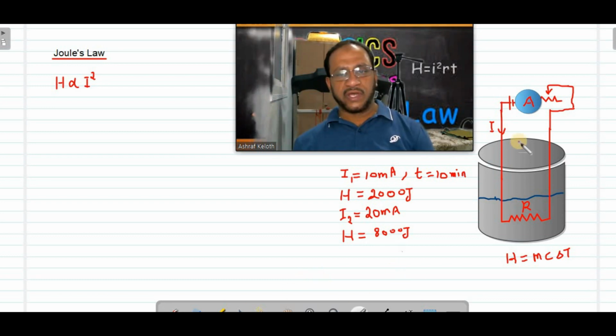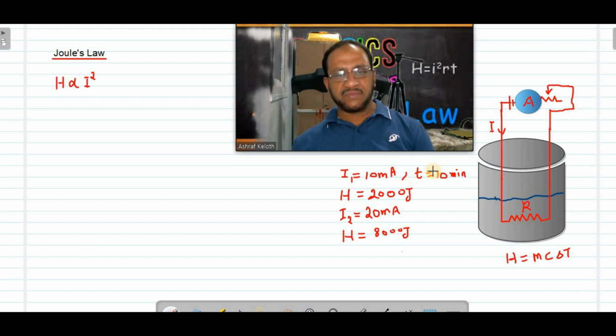In the next step of the activity, I am bringing the current back to the first step value, that is 10 milliampere. Current I am making the same, 10 milliampere. But the resistance value, suppose I am making double. Initially if it is 20 ohm, now I am making it 40 ohm. Just doubling the resistance, and again measuring the heat energy produced in water.